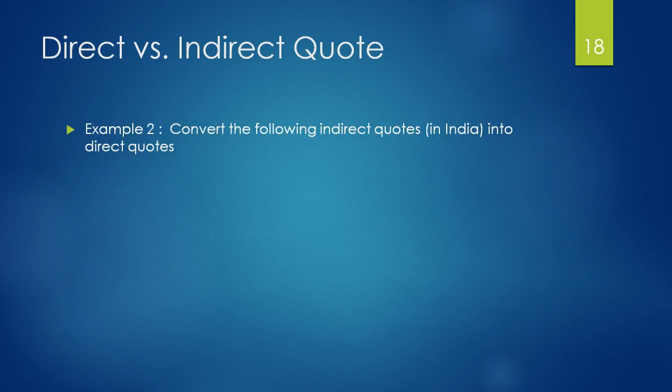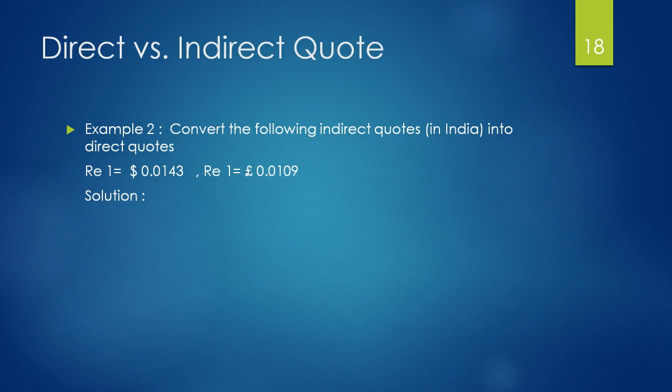The problem goes like this. Convert the following indirect quotes into direct quotes. It's given ₹1 equals $0.0143 and ₹1 equals 0.0109 pounds. So friends, please pause the video and solve it yourself. Hope you have solved this problem.